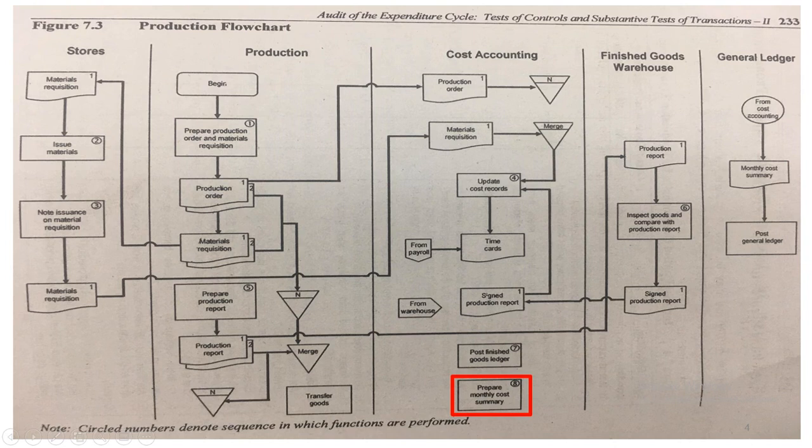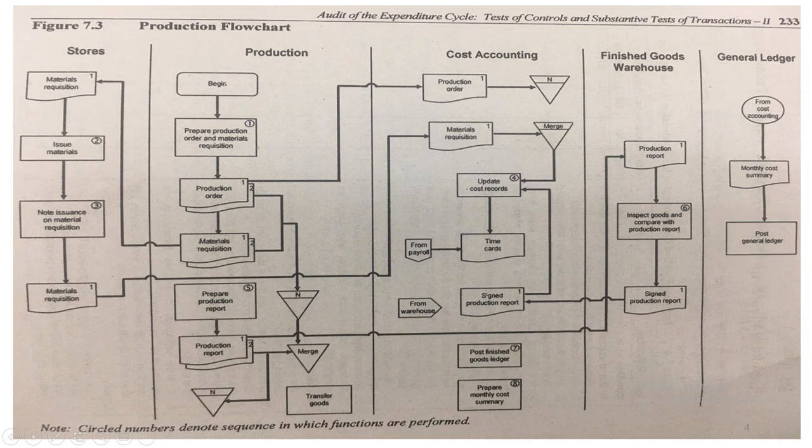And this monthly cost summary will be given to the general ledger for posting to its corresponding general ledger. So this is the production flow chart in auditing the production cycle.